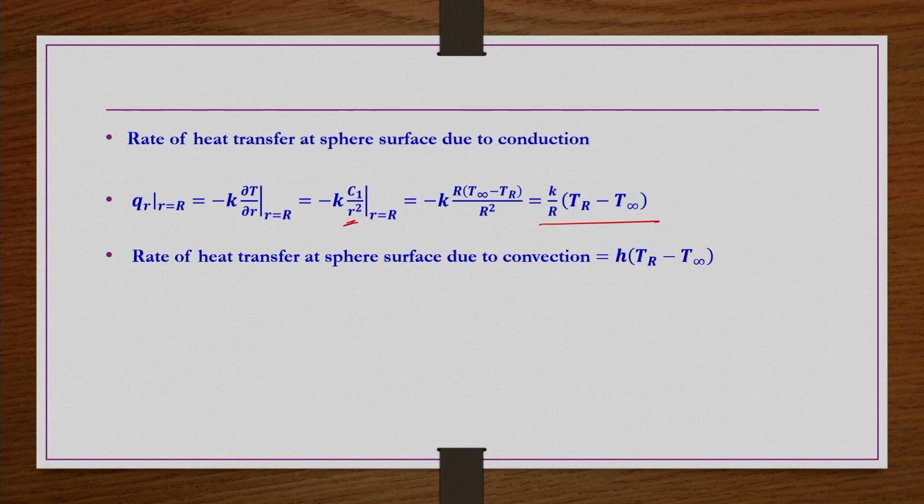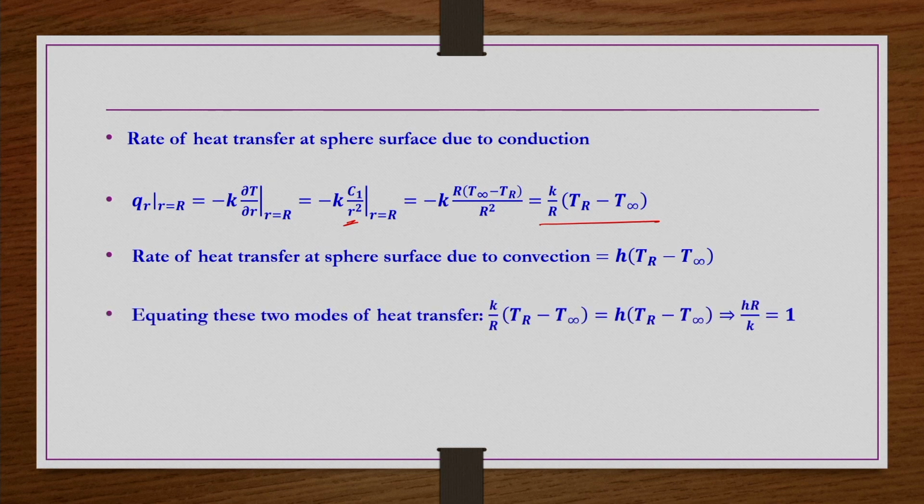Similarly, if there is some convection, a little convection, then the rate of heat transfer at sphere surface due to convection is H TR minus T infinity. H may be very small in this case, so it can be negligible. Okay. So, equating these two modes of heat transfer, that is K by R TR minus T infinity equals H TR minus T infinity. So, TR minus T infinity on both sides cancels out. So, then we have H R by K equals 1.